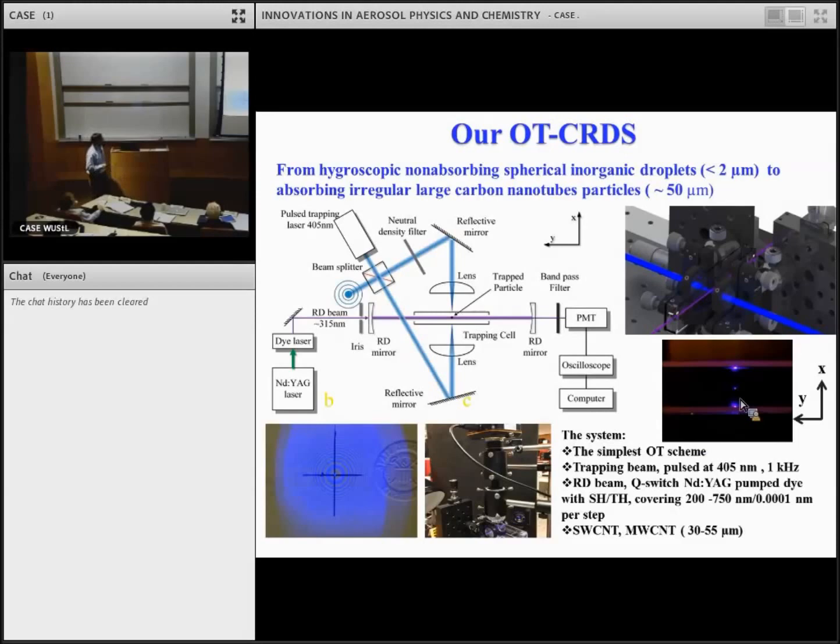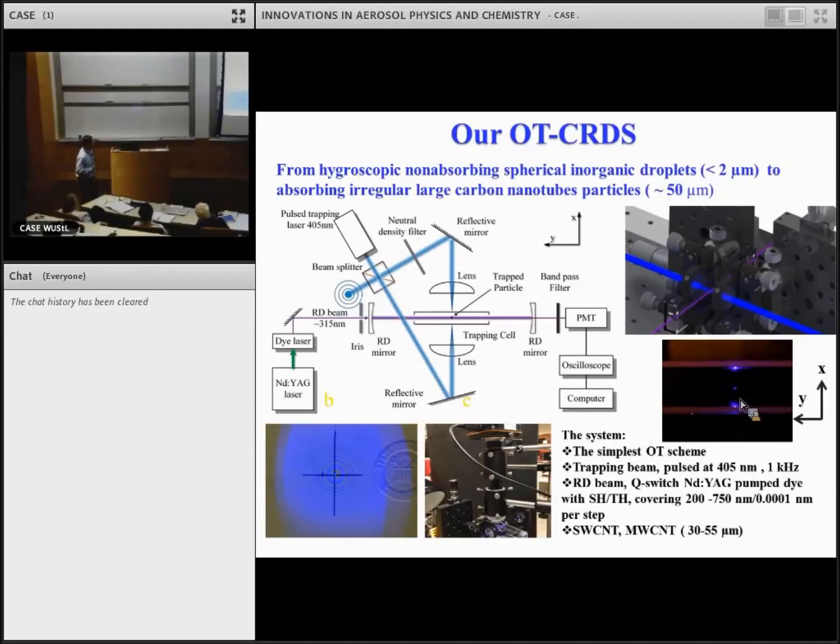And second, we use different trapping schemes. Here, we use a pulsed 405 laser beam, split in 2, and simply focus by 2 lenses to trap the particle in this trapping cell. Here, we call our system the simplest optical trapping scheme, the most cost-effective. We don't manipulate the beam; it's not necessary. We demonstrated this, but have not published yet. For the ring-down beam, we use an Nd:YAG pumped dye laser with frequency doubling and tripling, covering from deep UV to 700 nanometers for future wavelength-dependent measurement.